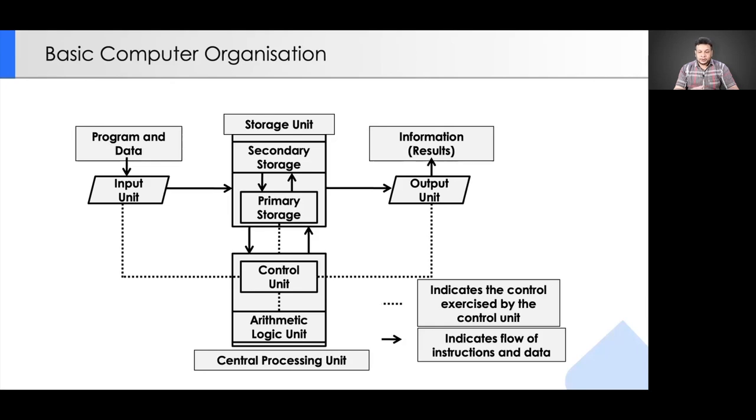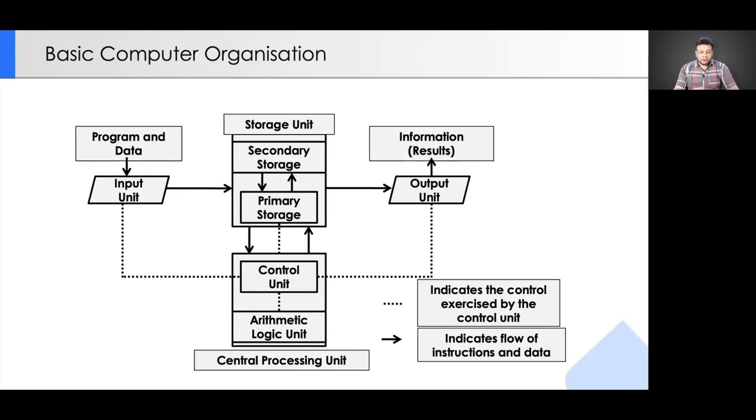The output unit is typically the monitor over here. Here you can see we have lines shown in dash format and others in dark format. The dark ones signify the flow of the instructions as well as the data, while the dash lines tell us how the control unit is managing all the devices.